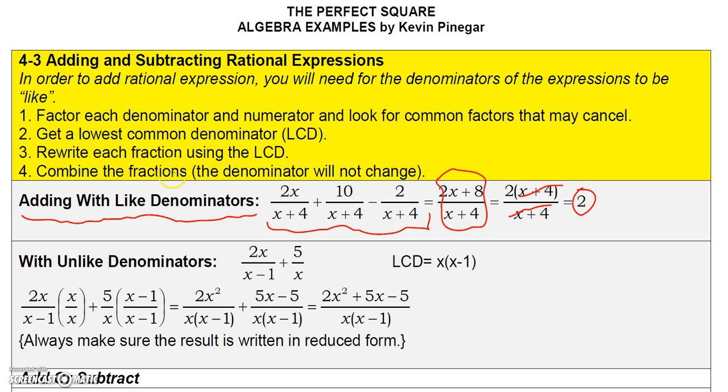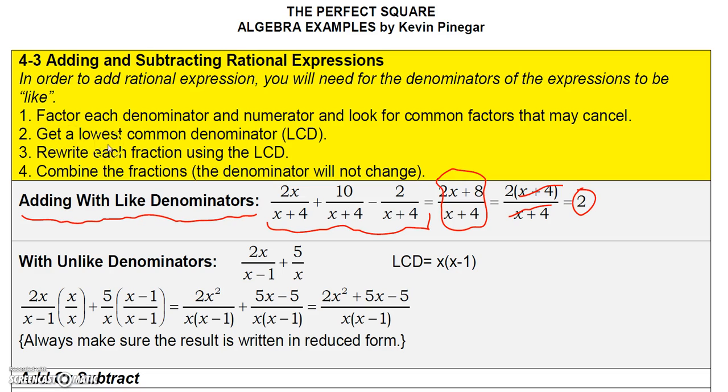Now, what about unlike denominators? Well, let me show you what we have to worry about. First of all, with unlike denominators, you want to factor each denominator and numerator and look for common factors that may cancel. So you're going to do that first. Now, if anything will cancel, then you can cancel and then move on. I think on my examples, step number 1 is really not utilized much because I don't give you any that would cancel before you start adding or subtracting.